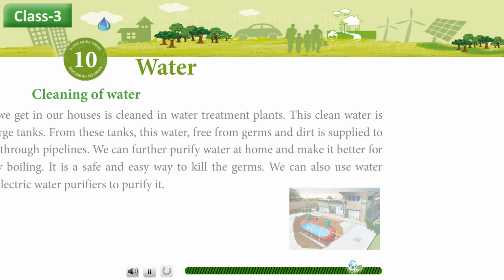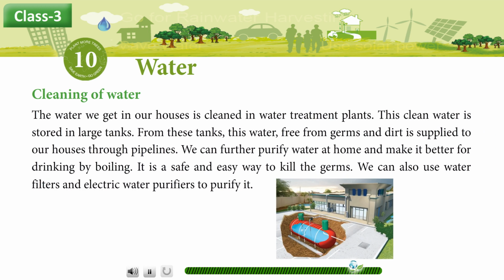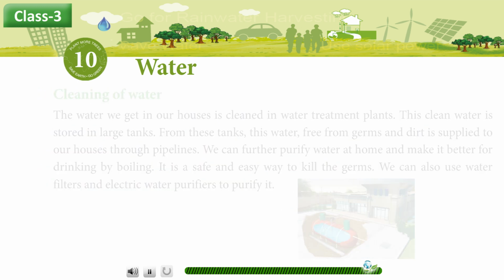Cleaning of water. The water we get in our houses is cleaned in water treatment plants. This clean water is stored in large tanks. From these tanks, this water, free from germs and dirt, is supplied to our houses through pipelines. We can further purify water at home and make it better for drinking by boiling. It is a safe and easy way to kill the germs. We can also use water filters and electric water purifiers to purify it.